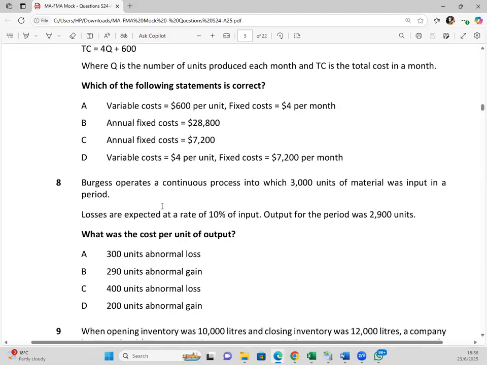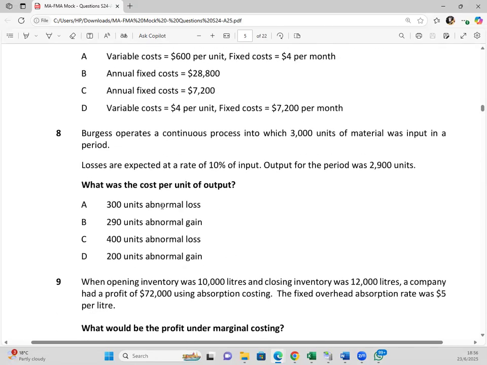So let's move on. Burgers operates a continuous process into which 3,000 units of material was input in a period. Losses are expected at a rate of 10% of input. Output for the period was 2.9. We have also looked at a question similar to this. What was the cost per unit of output?